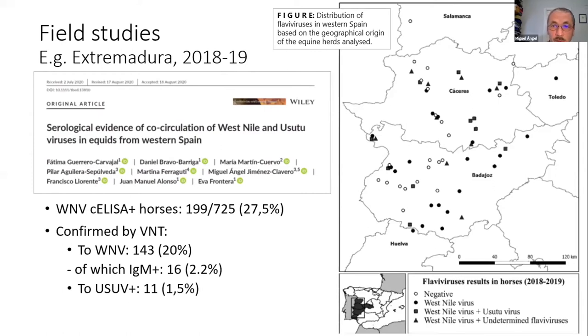the distribution of seropositive horses is widespread in Extremadura, with up to 20% of seroprevalence in these populations of horses. The same has already been performed in wild birds in the same areas, but it is not yet published. And using these approaches, we can have a better picture of what is happening in a given area.